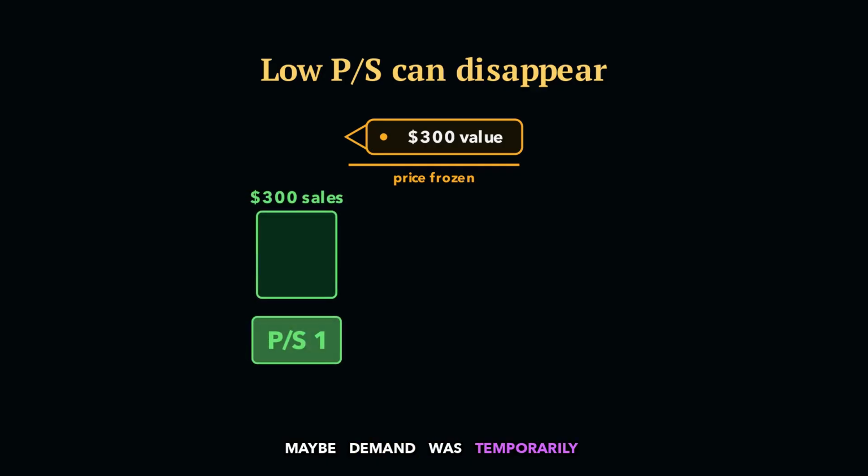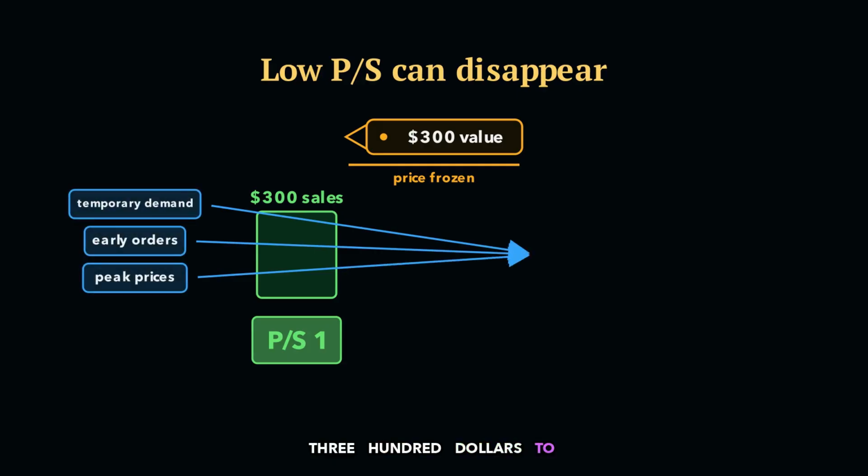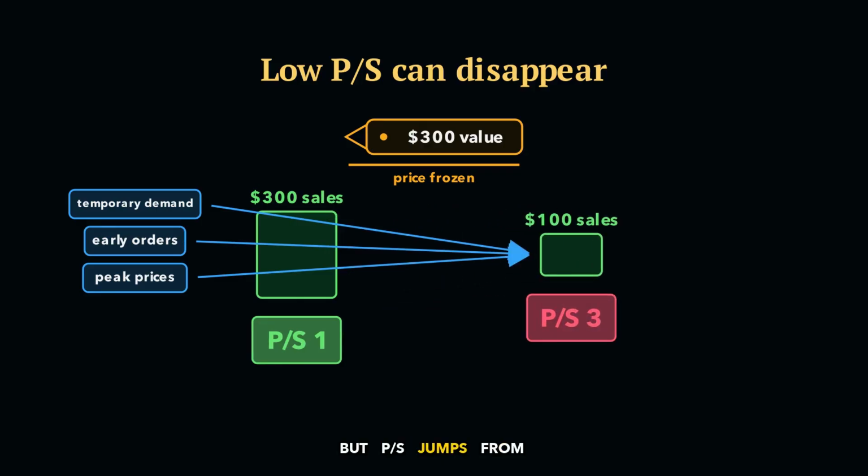Maybe demand was temporarily high. Maybe customers ordered early. Maybe prices were unusually strong. Now sales fall from $300 to $100. The market value is still $300. The stock price did not move, but PS jumps from 1 to 3.